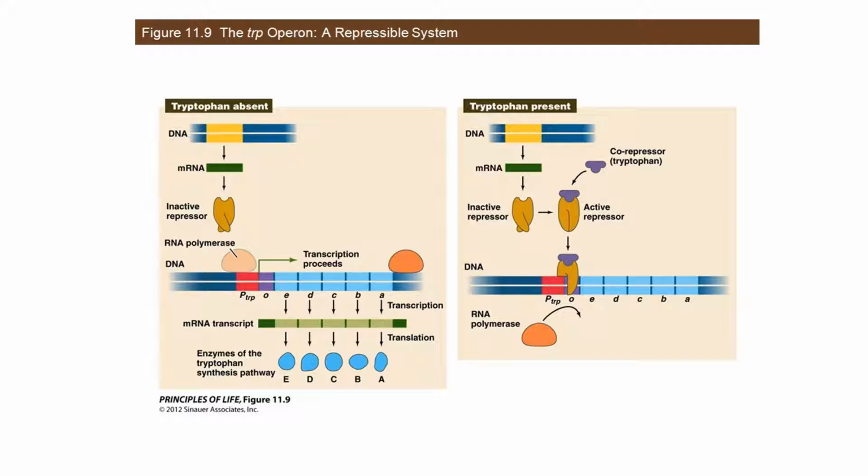If you look on the right, when tryptophan is present, tryptophan is going to act as a co-repressor. If you look at the word co, it means with or together with. Together with the repressor, once it gets on there, it's going to activate that repressor. That repressor then opens up and is allowed to attach to the DNA at the operator site of the trp operon. Once it attaches to the operator, the RNA polymerase can no longer attach to the promoter and transcribe down through the EDCBA genes. Instead, it gets blocked, and that operon has been turned off. It's been repressed, which is why we call the trp operon a repressible operon.